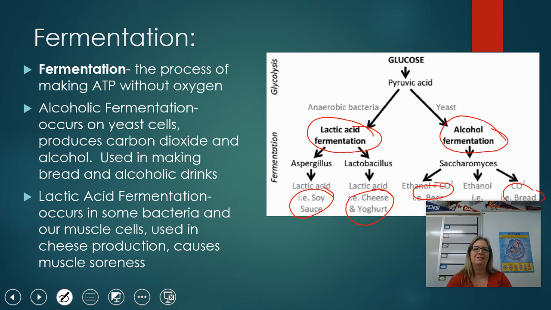And lactic acid fermentation can happen in those bacteria that we talked about, but it also can happen in your muscle cells. It produces lactic acid, which builds up in your muscle cells, and that's what causes your muscles to be sore after working out really hard, okay? Because your muscles are using the ATP that is provided. There's mitochondria in your cells. It prefers cellular respiration because it's more efficient.